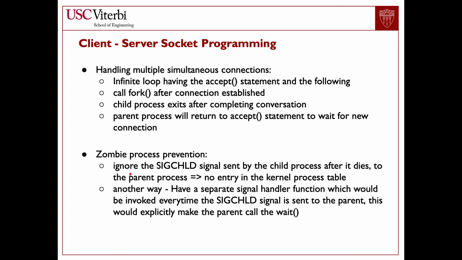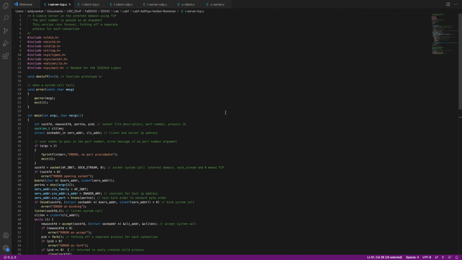One of the ways that I incorporated in my code is that we ignore the signal that is sent by the child process after it dies, so there is no entry in the kernel process table. Another way is to explicitly make the wait system call as soon as we get the signal. I implemented the first method because it's fewer lines of code. Before I show the demo, I just want to go in depth on the code.